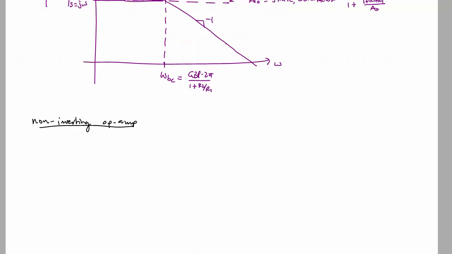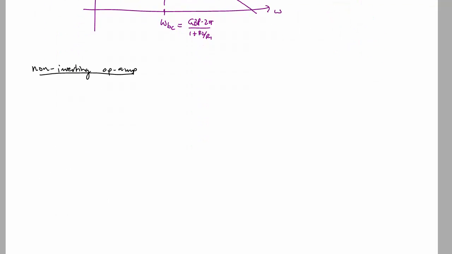Okay, so we have here VO over VI is 1 plus R2 over R1 divided by 1 plus R2 over R1 divided by A naught. And this now is going to be replaced with 2 pi, well, it was omega t over S.